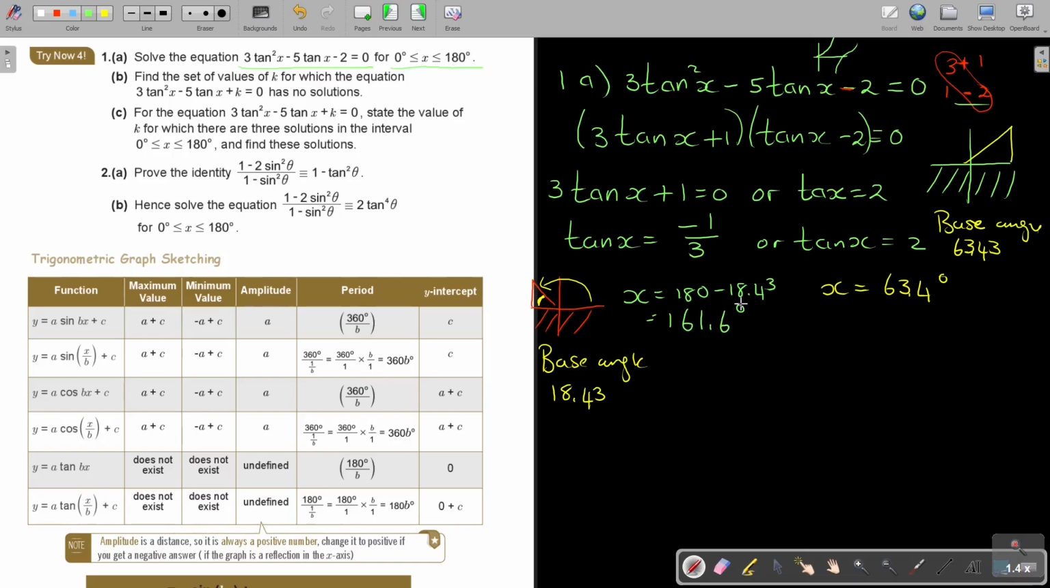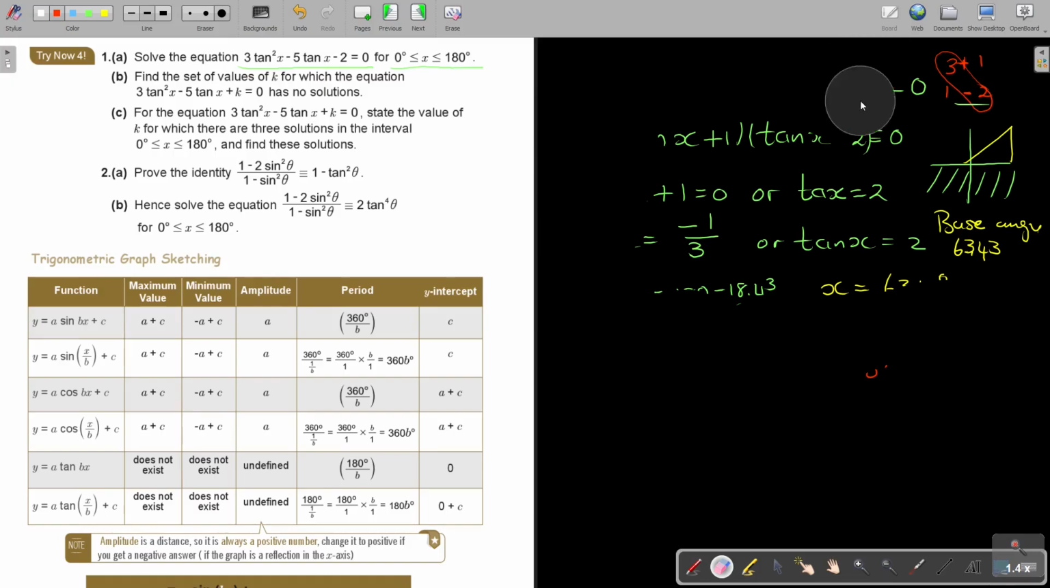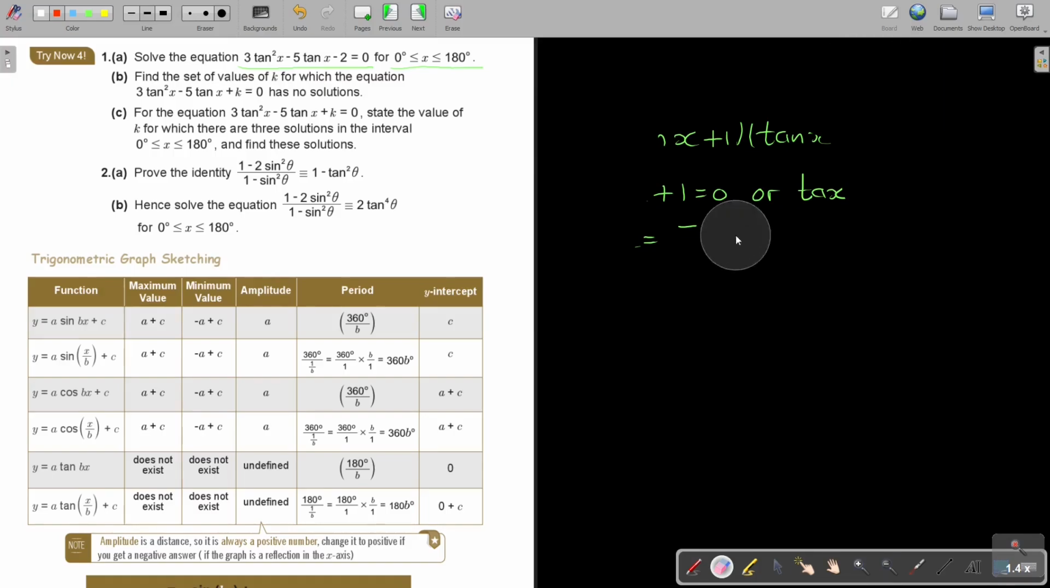And if I'm doing that, I'm going to get 161.6 degrees. So therefore, what are my two angles? X can be 161.6 degrees or X can be 63.4 degrees. That is my final answer. Okay, let's go to number B. So that was a very nice, very straightforward question. I will say in level 1. Okay, number B.